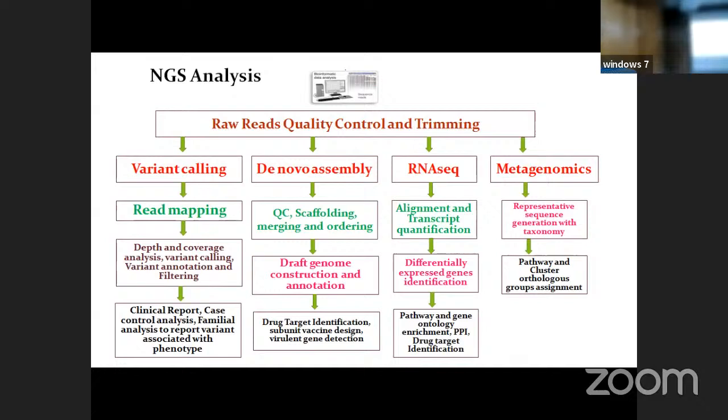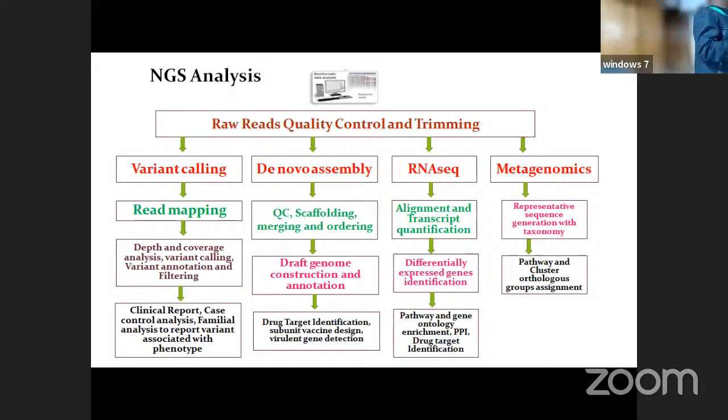So if you can identify such genes, then you can design a drug molecule to block the function of that essential gene, or you can knock out that gene. If you can knock out that gene, the pathogen will die. Or if you can design an inhibitor drug molecule to block the function of that gene, then the pathogen will die. Drug target identification is going to be the next goal of genome analysis. So that is the application: drug target identification, subunit vaccine design, and virulence gene detection.